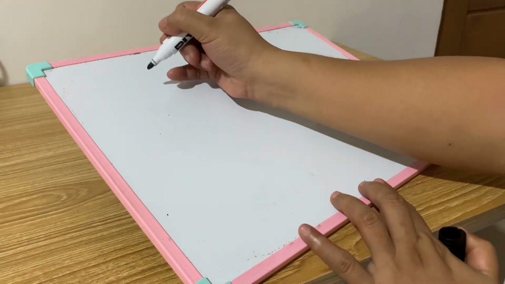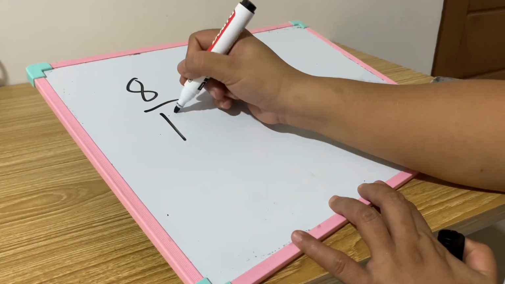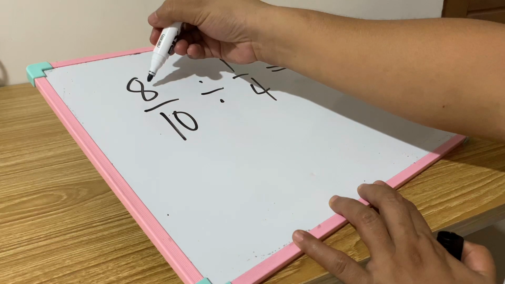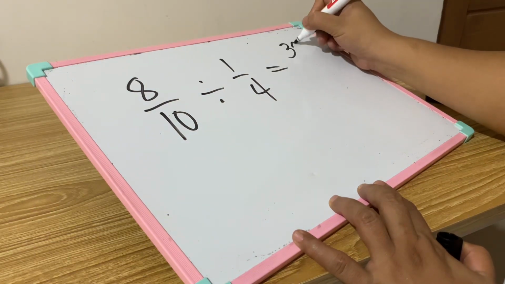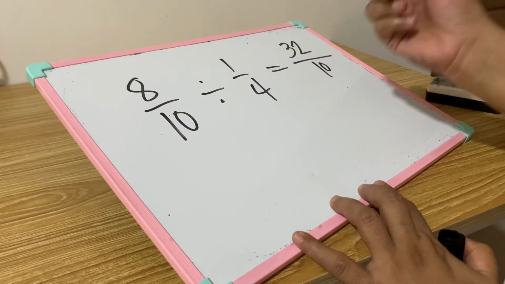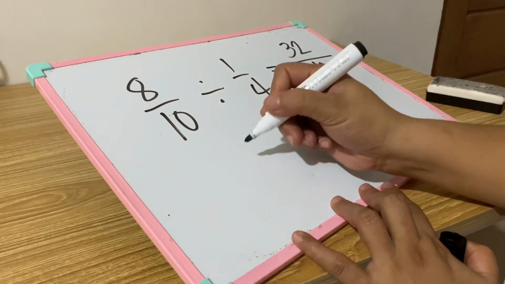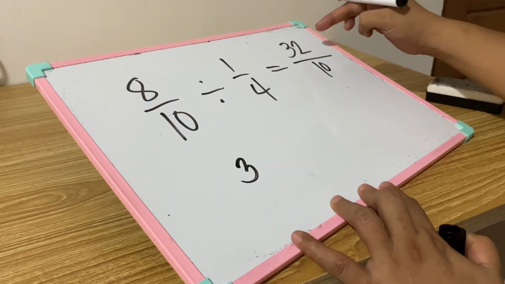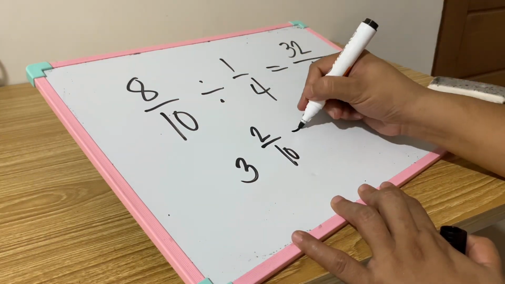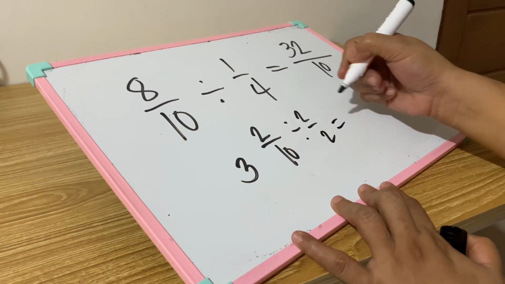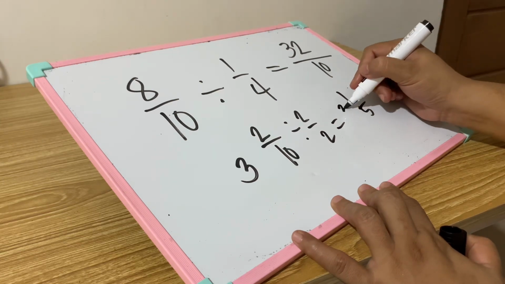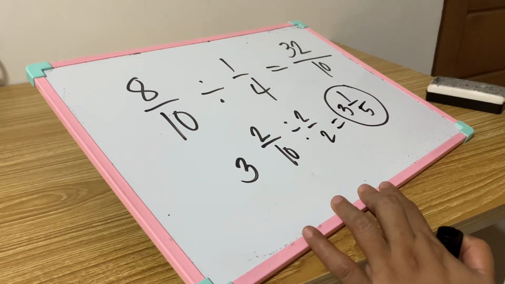Let's have a simple one. 8 over 10 divided by 1/4. Cross multiply. 8 times 4, 32 over 10 times 1 is 10. Okay, divide. 32 divided by 10, you'll get 3 as the whole number. Remainder of 2 over 10. Now, simplify 2/10 by dividing by 2 over 2. The answer is 1/5. So the whole number is 3. Therefore, your answer is 3 and 1/5.